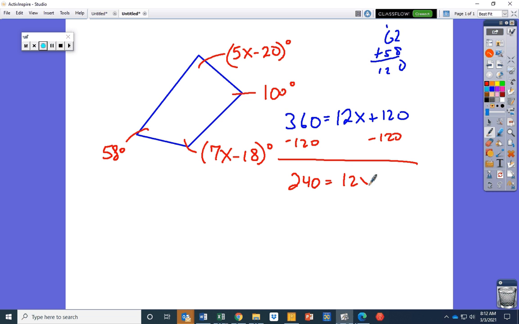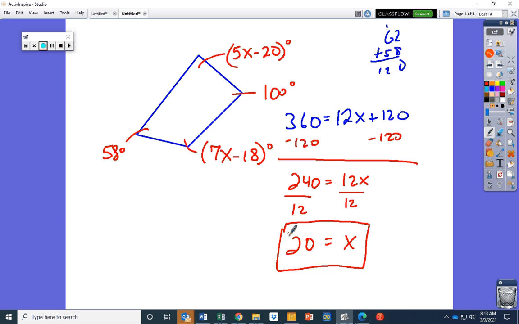240 equals 12x. Well, how do I solve this? Divide each side by what? By 12. And if I didn't have this 0 here, what would this be? 24 divided by 12 is what? But I do have a 0, so I bring that back down. Now, is this going to be degrees? No. All I have to do is solve for x on these. Okay, does that make sense? Looks super duper complicated, but it's really not that bad.